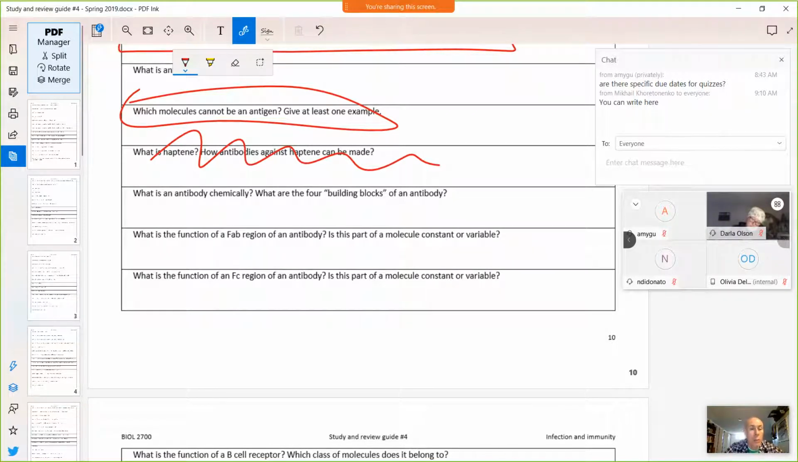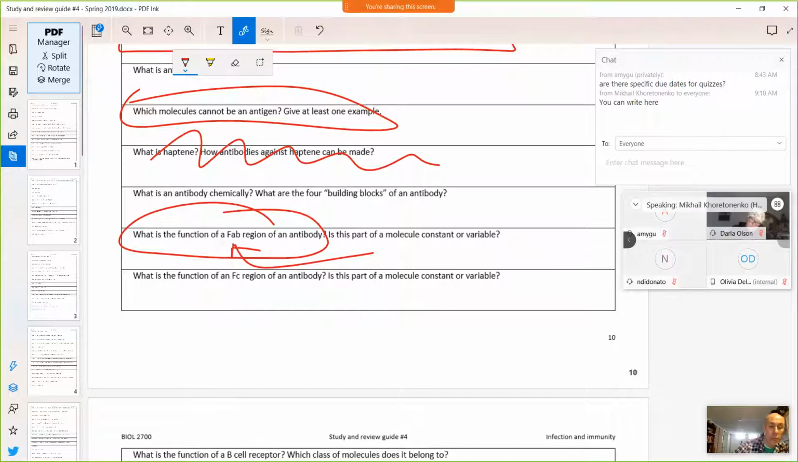So function of the FAB region. FAB region, antigen binding, AB. Okay? So FAB region of an antibody binds an antigen. More specifically, FAB region binds a specific antigenic determinant. That's, of course, a variable part because it has to be changed. FC region binds various cells of the immune system, so C stands for either cellular or constant, whatever you prefer. This part of the molecule is more constant.